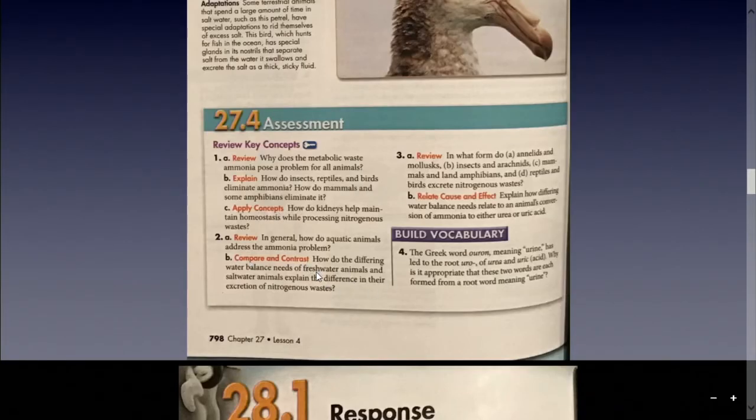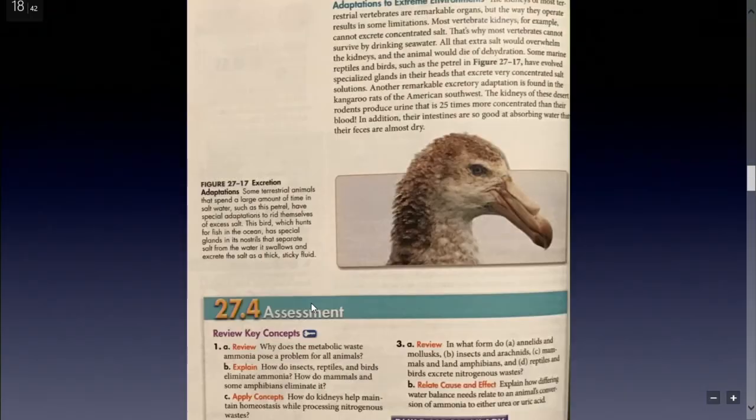And then how do the differing water balance needs of freshwater animals and saltwater animals explain the difference in their excretion of nitrogenous waste? How do the differing water balance needs? Well, basically, you need a sentence that says, what are the water balancing needs for freshwater animals and saltwater animals? And then how does that explain how that affects their difference in the way they excrete nitrogenous waste?